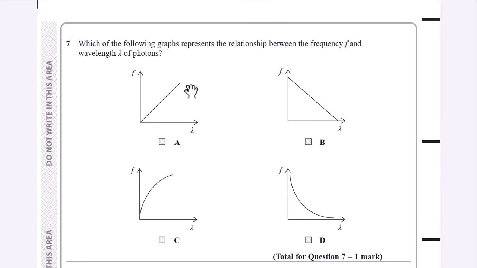Sometimes Pearson will ask you questions just to throw you off, like the most simplest of questions, like question 7. Which of the following graphs represent the relationship between frequency f and wavelength lambda of photons? So photons travel at the speed of light. The speed remains constant. So V equals f lambda. If V is constant, f and lambda are inversely proportional, and for all inversely proportional graphs, it's a rectangular hyperbola. This shape is called rectangular hyperbola, by the way. So answer is D.